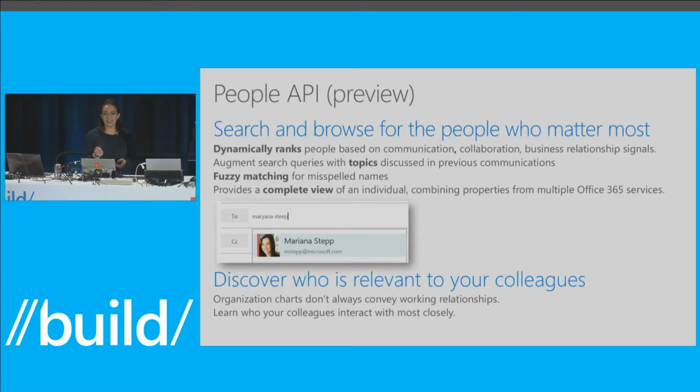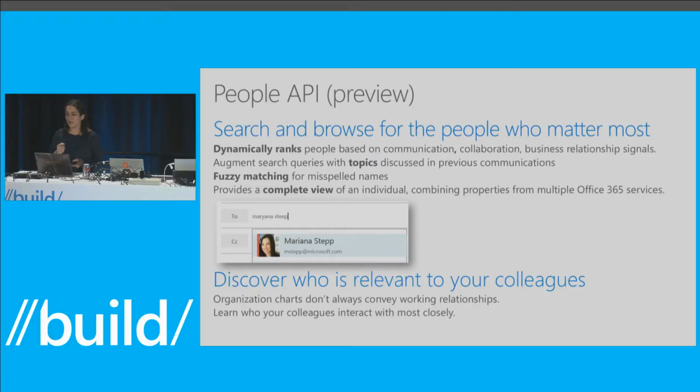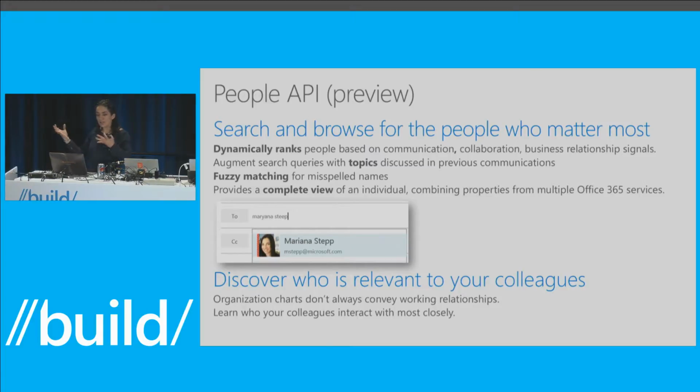It supports dynamic ranking based on activities on the service. So based on the files that I author, the people that I email, the people that I meet, all of these signals are taken by the People API to calculate the relevance and ranking of the results that are returned.